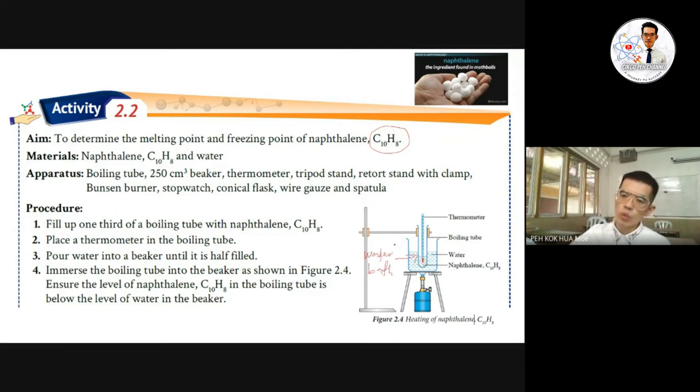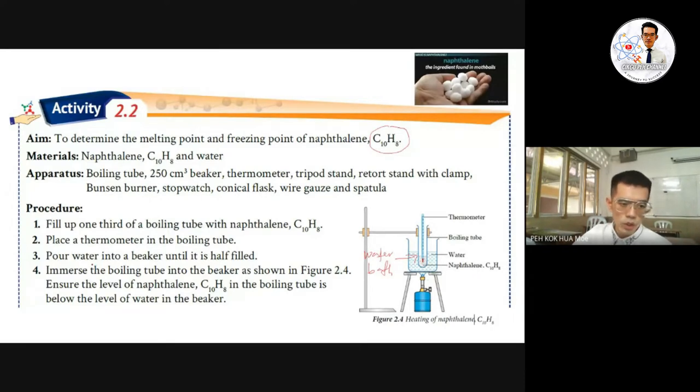Why can we not straight away burn the boiling tube, and must put it into the water bath? Because naphthalene is a flammable substance, so it will be very dangerous and cause a fire if you straight away burn the naphthalene over the Bunsen burner. That's why we need to do the heating in the water bath.